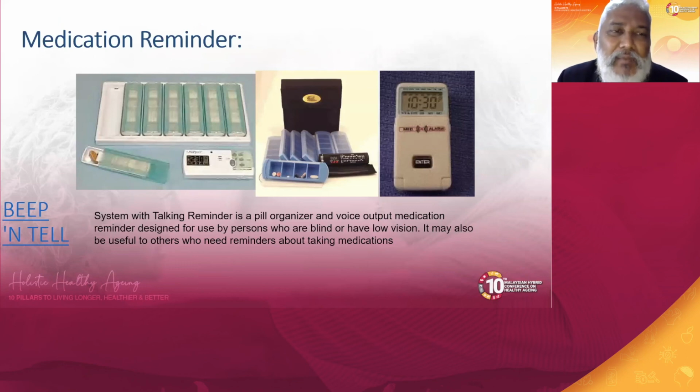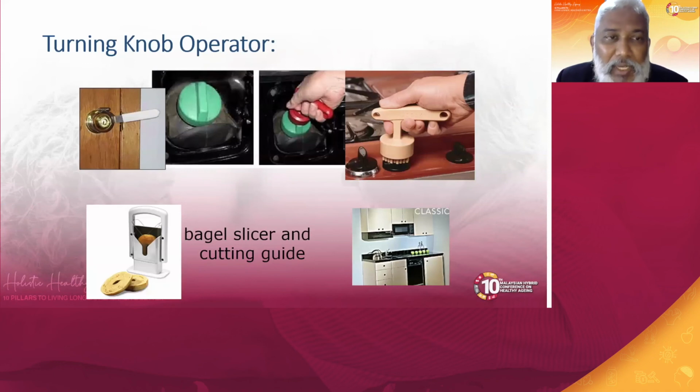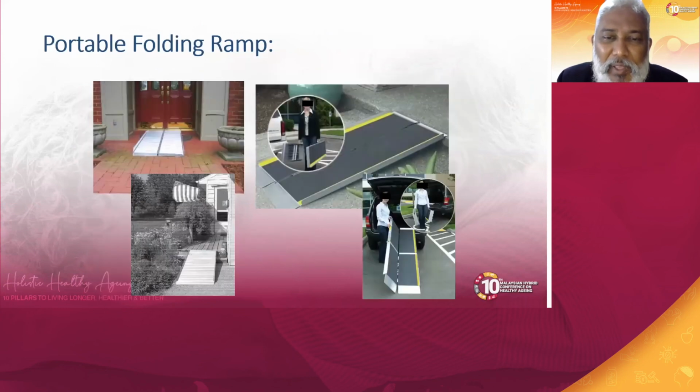Sometimes we can use medication reminders to remind them to take medications, and some simple tap openers or door openers to help them if they have weakness of the hands. These are the folding ramps if you are living in a rented house or you cannot have fixtures.